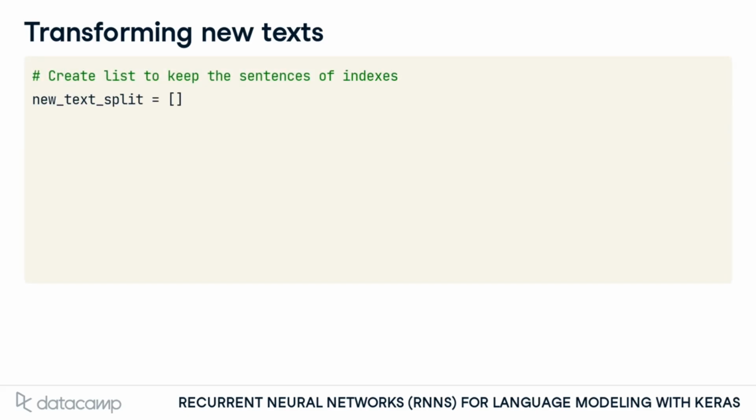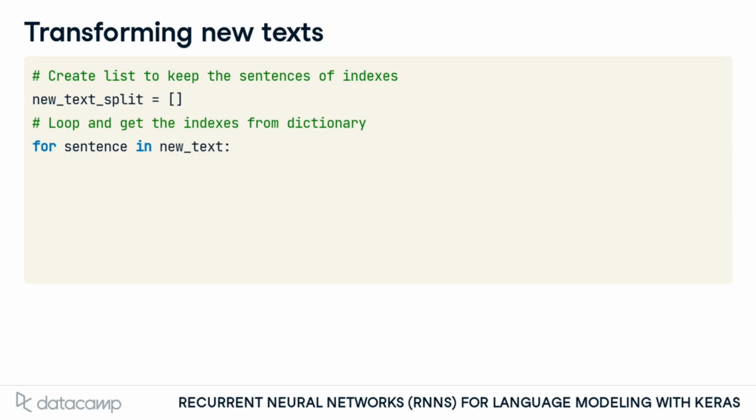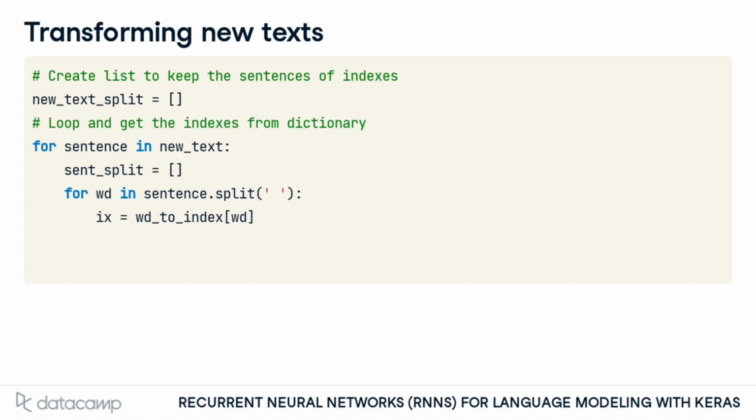Using the example on the slide, create a list that will contain the transformed text. Loop for every sentence of the new text. Create a temporary list that will contain the current sentence. Iterate over all words of the sentence by splitting the sentence on its white spaces. Get the index using the dictionary. Append the index to the sentence list. Then, append the sentence of indexes to the first list you created, the new text split.